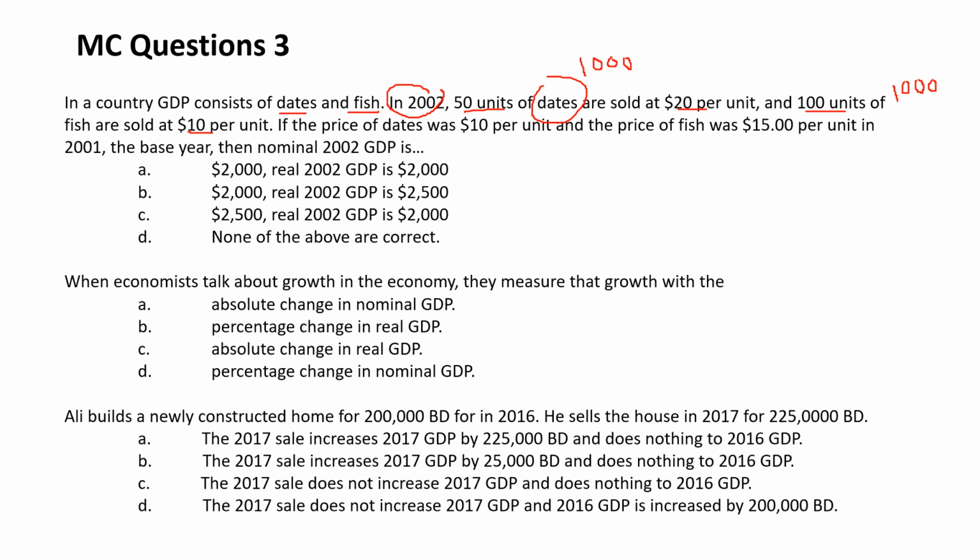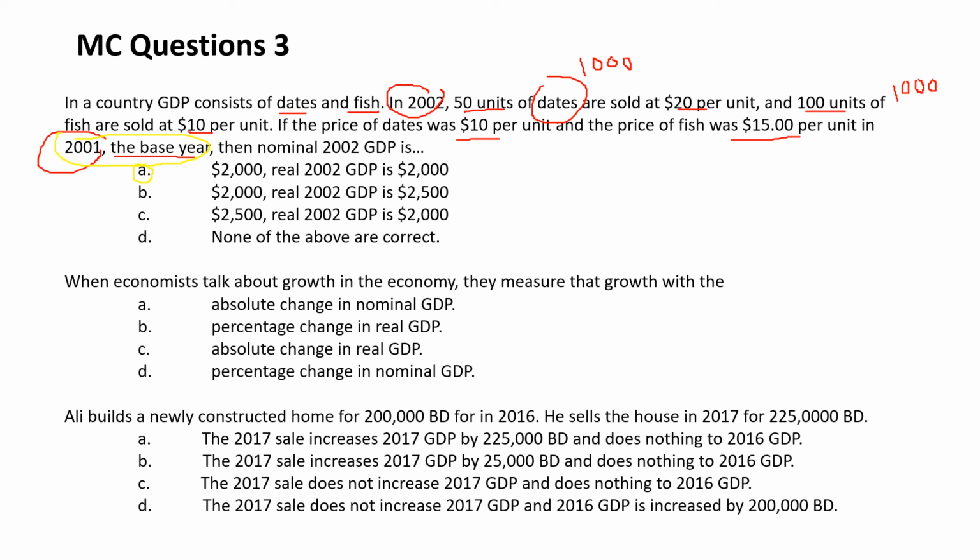Okay. Now, if the price of dates was $10 per unit and the price of fish was $15 per unit in 2001, so these are the prices in 2001. The base year when nominal 2002 GDP is. So in this question, the base year is 2001. Okay. And the question is to calculate nominal and real GDP. Okay, the answer is A.